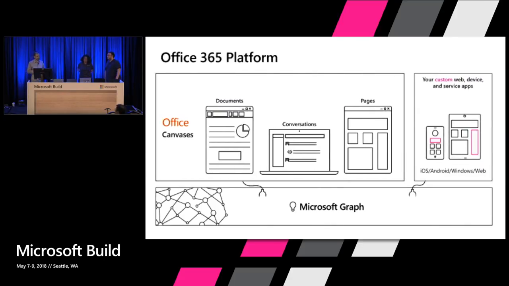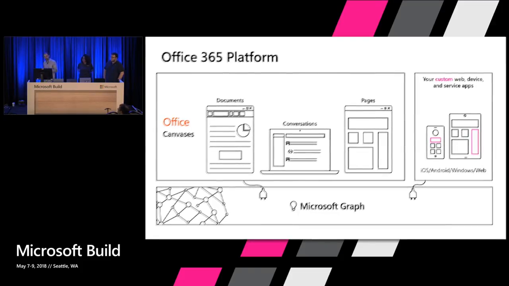And on top of the Microsoft Graph, we have built our own applications. You can see these canvases here that I'll get to in just a second. Things like Word and Teams and SharePoint and Outlook. But you'll also be able to build your own applications, whether those are Windows applications, iOS applications, Android applications, web applications. They can connect directly into the Microsoft Graph as well and take advantage of those same insights.